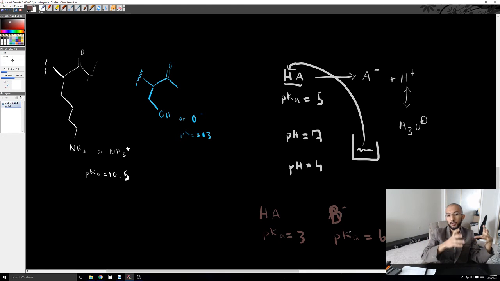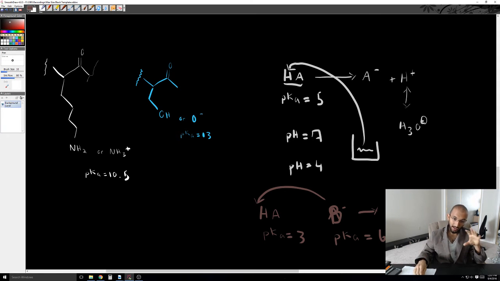HA will exist predominantly in the deprotonated state, and B will abscond with this hydrogen and become BH. So that's how I like to think about it: strength of holding onto the proton, propensity to gain protons, and understand the difference between pH referring to the solution and pKa referring to the species.